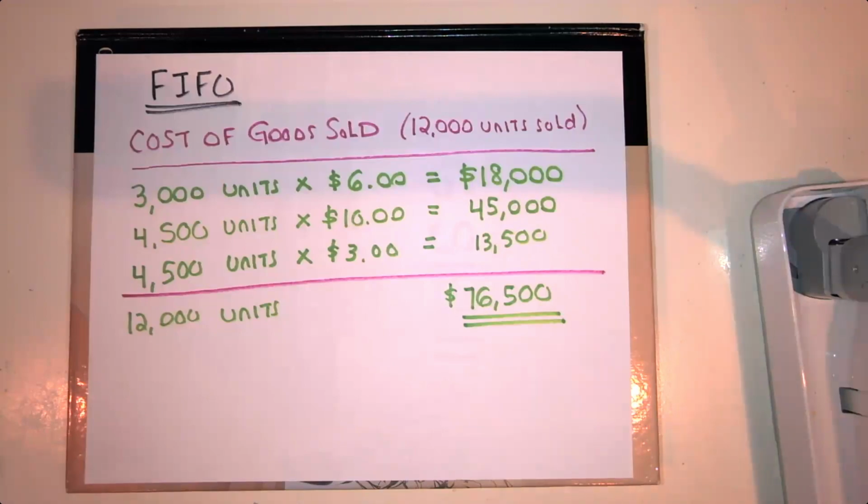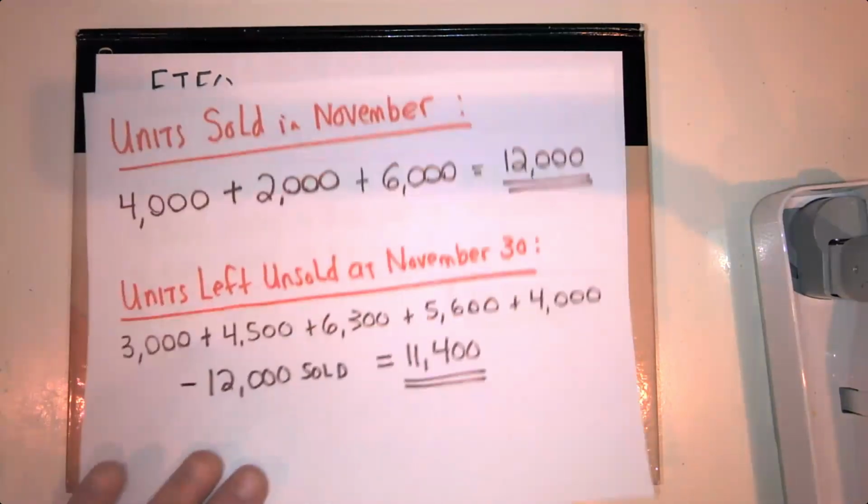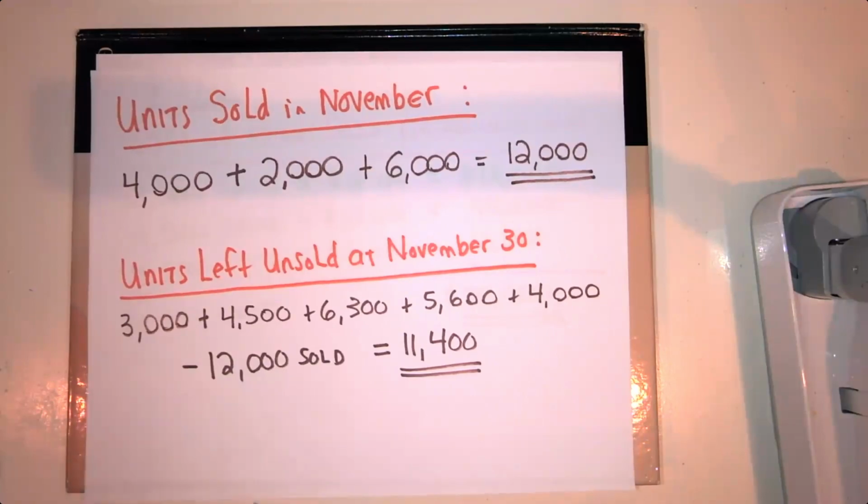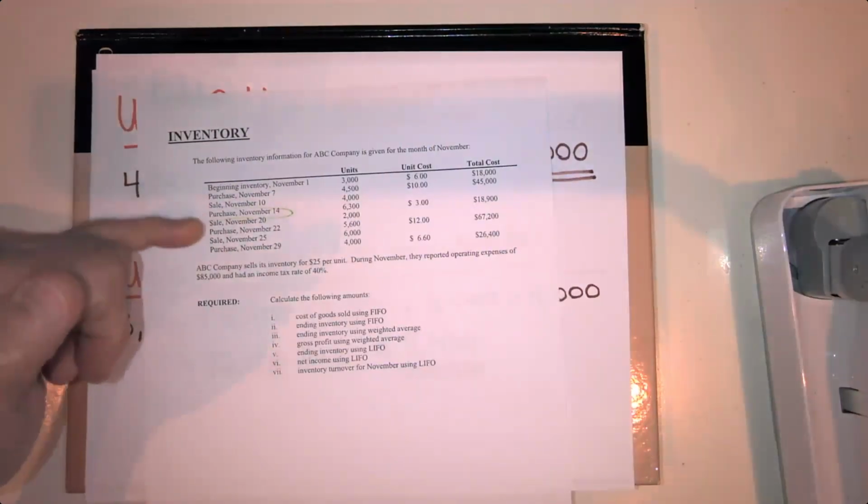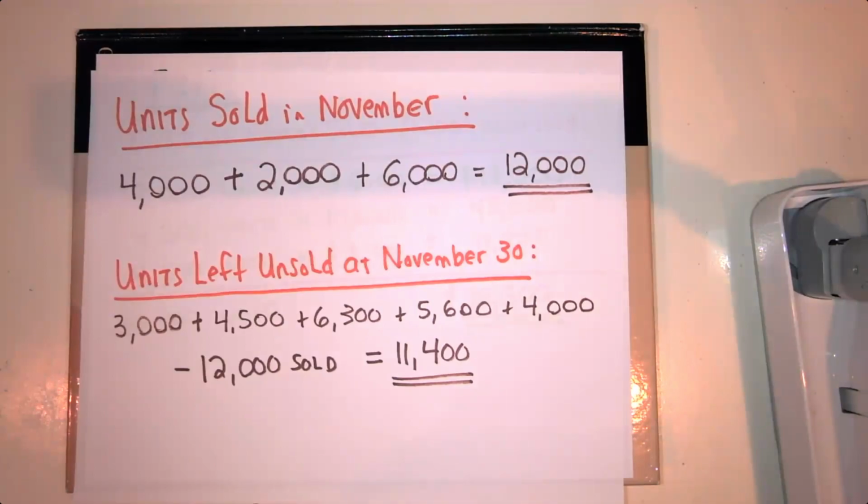Alex, go ahead. Where did we get the 12,000 units sold? So we had calculated here in the month of November, we sold 12,000 units. And that was just, you could find that wherever it told you there was a sale. Gotcha. Thank you. Well, any other questions?